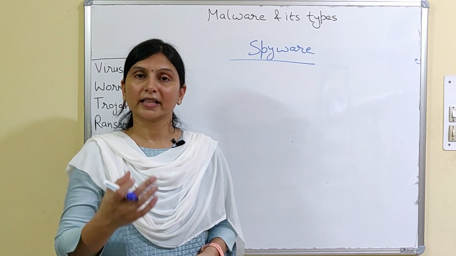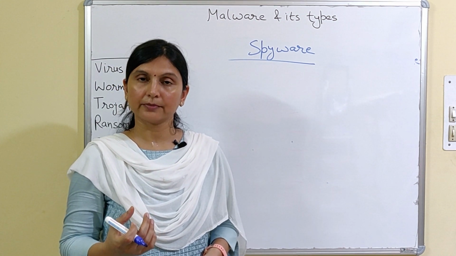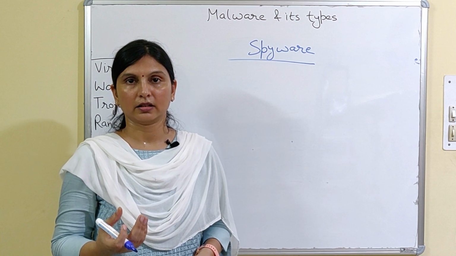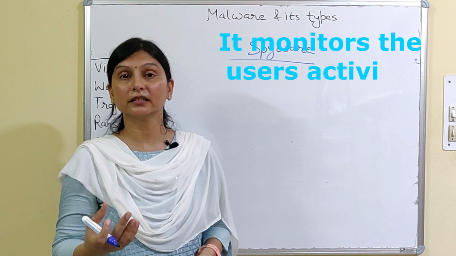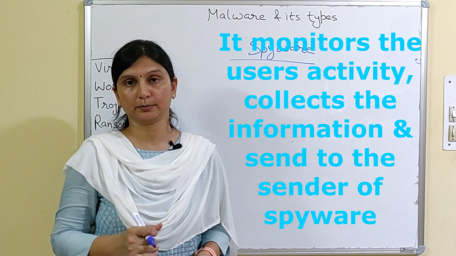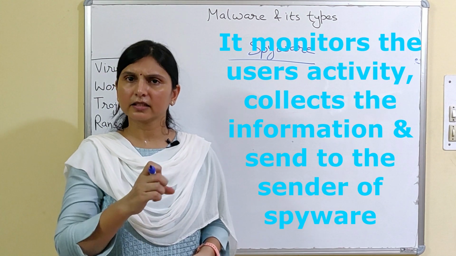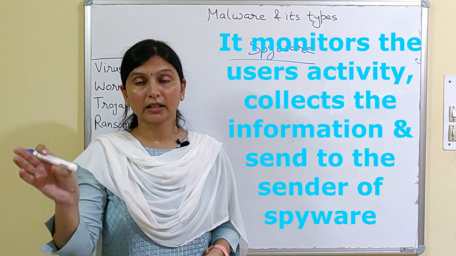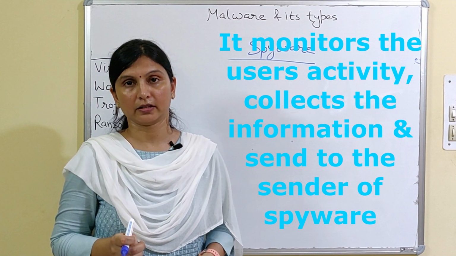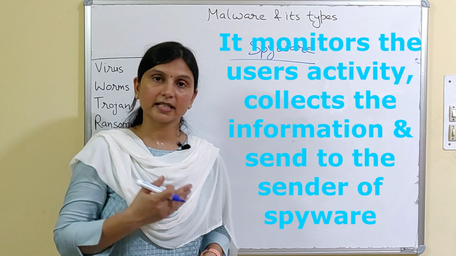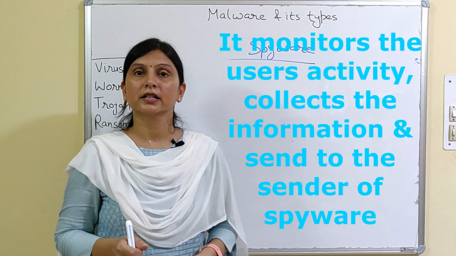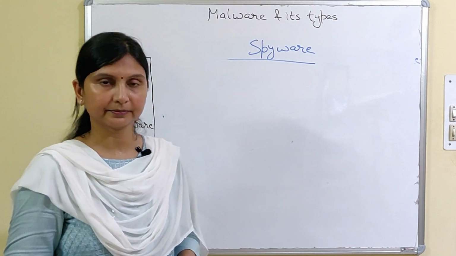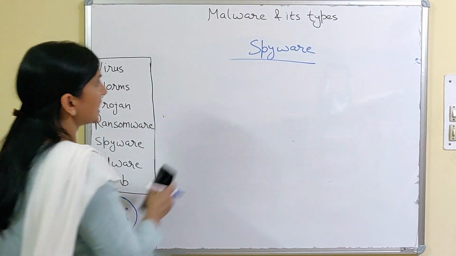So when the spyware enters the system, what does it do? It steals the information. It monitors the user's activity on the computer, and that information it passes to the sender of the spyware. So this is the function of spyware, malware. I hope it is clear. So the next is adware.